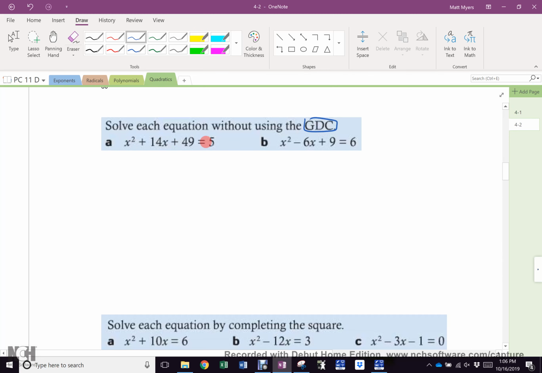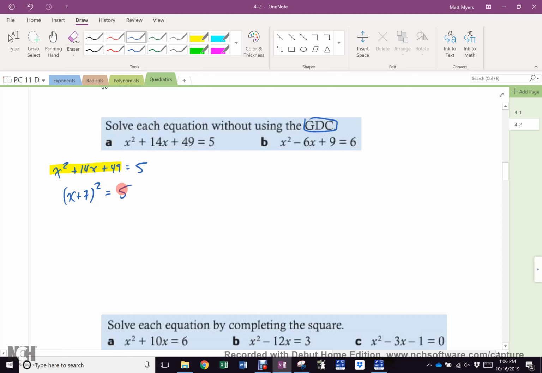It's a nice easy one. X squared plus 14x plus 49 equals 5. What can you tell me about the left side of that equation? It's a perfect square, right? And we can do stuff with a perfect square. What would we do? We'd factor it to what? X plus 7 squared, and that would equal what?